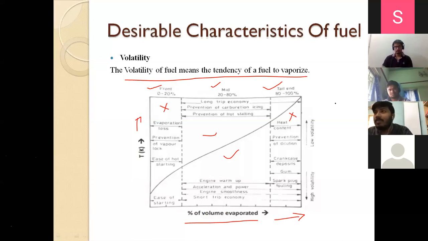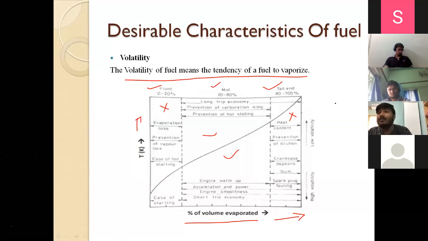The tail end is very important. That means the fuel is vaporizing very much, almost most of the particles of the fuel are vaporizing. But what is the main problem? We need the fuel to vaporize as much as possible, but everything beyond our limitation is not desirable. Whether it is fuel or any other characteristic, we have some limitations.